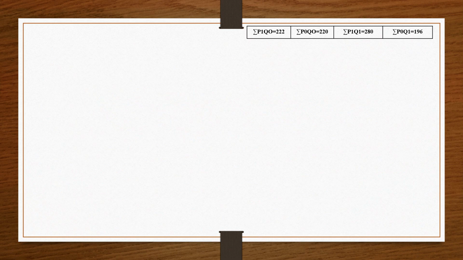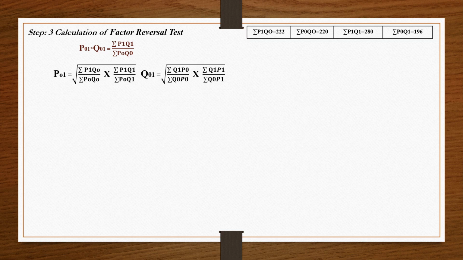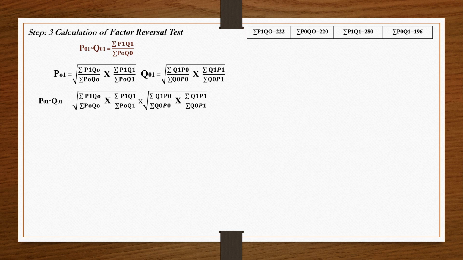Next is calculation of the factor reversal test. According to the factor reversal test, we are going to prove that P01 into Q01 is equal to summation of P1 Q1 divided by summation of P0 Q0. The formulas are there; the way we find out P01, we keep simplifying it.